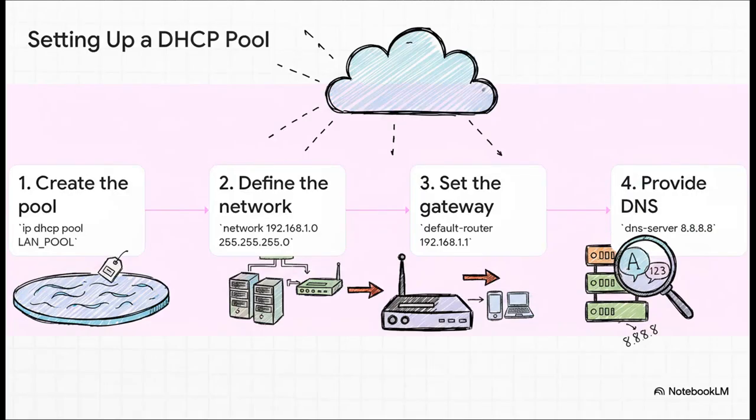And you know what? Setting this up is surprisingly simple. First, we just create a named pool for our addresses. Then, we tell it which network range to pull those addresses from. Next, we set the default router. That's the router's own IP, which tells other devices, hey, if you need to get to the internet, come through me. And finally, we give them a DNS server so they can look up websites. Four simple commands, and boom, our router is now a helpful service provider for the entire local network.